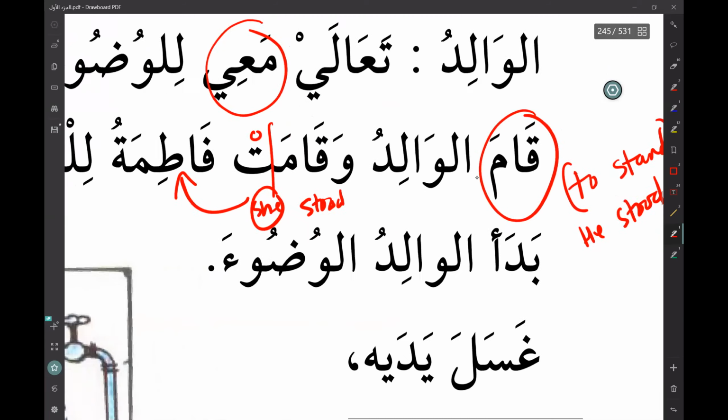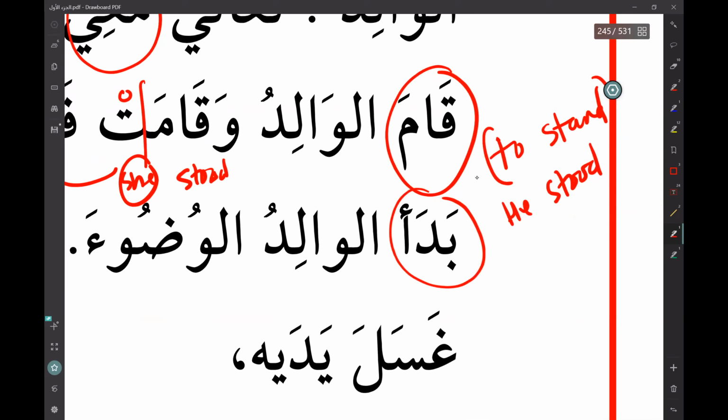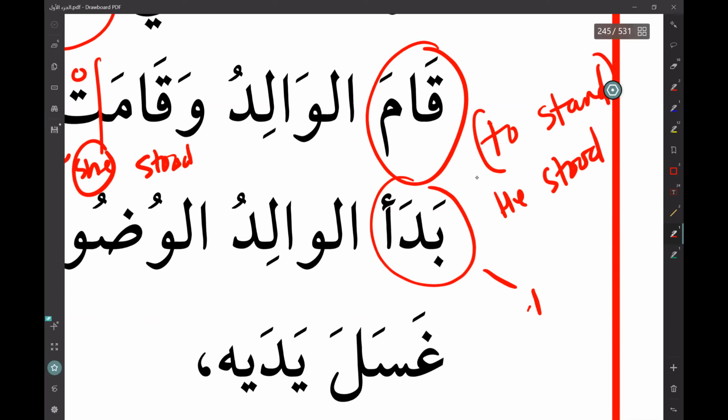Now, bada'a. Here's another very important verb. Remember what I said? This book from now on will be giving you a lot of verbs. That's what we need. We need lots of verbs. So please, please memorize them. Bada'a means to start. Every time I write a definition with to, you have to know that I'm just giving you the meaning, the action. I'm only telling you the action of the verb. I'm not giving you the tense. I'm also not giving you the subject pronoun.